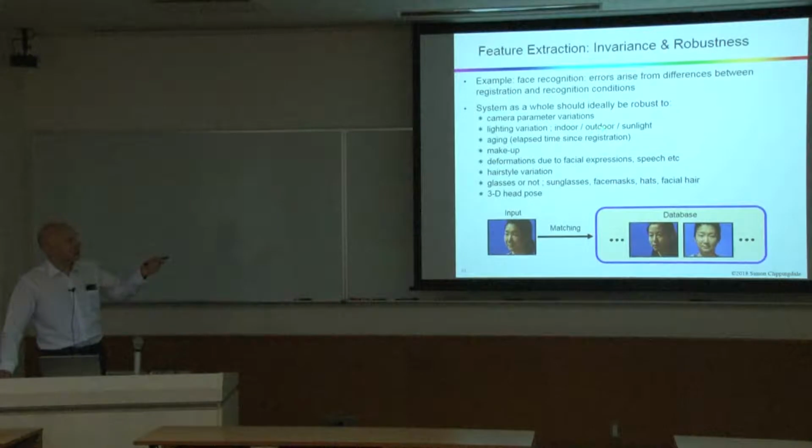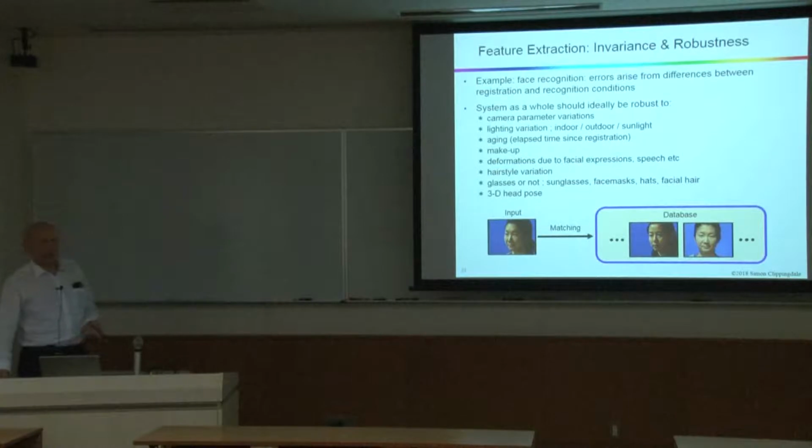Indoor and outdoor, particularly outdoor and sunlight, are nasty because they cast strong shadows across the face and disrupt your linear features, if that's what you extract from your faces. Aging, people's faces change slowly. Makeup, deformations due to facial expressions and speech and so on. Hairstyle variations, wearing glasses or sunglasses or not, people with face masks on, hats, facial hair, and last but not least, 3D head pose, 3D meaning in this axis.